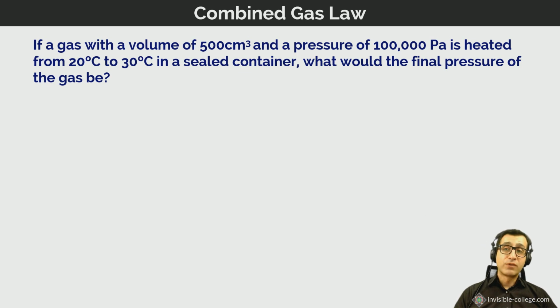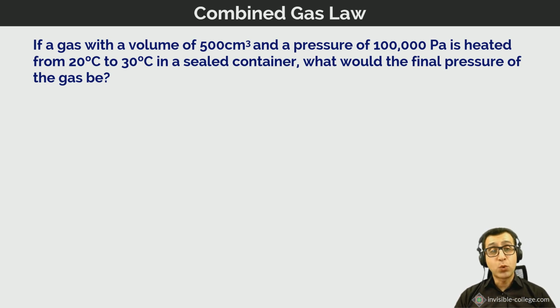So if a gas with a volume of 500 cubic centimeters and a pressure of 100,000 pascals, pressure is measured in pascals, is heated from 20 degrees centigrade to 30 degrees centigrade in a sealed container, what would the final pressure of this gas be? So think about, what is its initial volume? What is its initial temperature? What is its final volume? And what is its final pressure? And what is its final temperature?